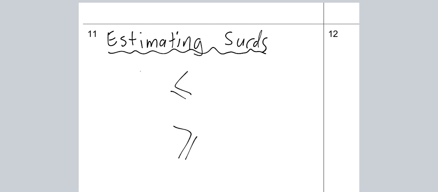So remember, this is how I remind my year 7s, but I suspect it's more of a primary school thing, that the symbol is a bit like an alligator's mouth, and the alligator's always hungry, and so the open mouth is always towards the bigger number. Okay, so I can say 2 is less than pi, because the alligator's mouth is opening towards pi because that's 3.1 something.